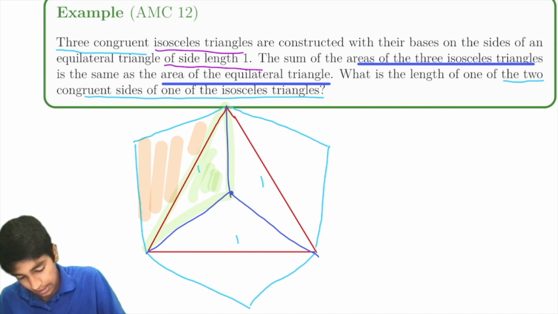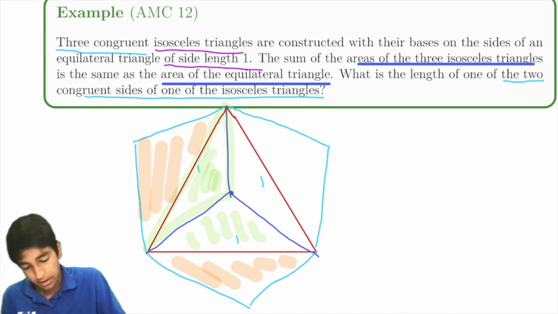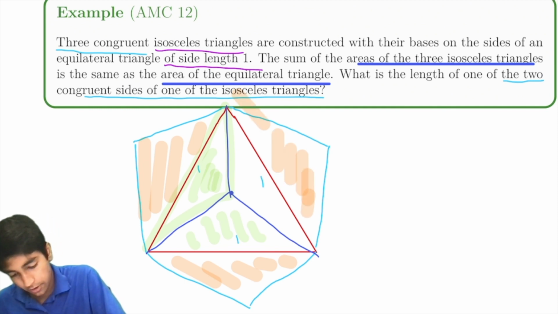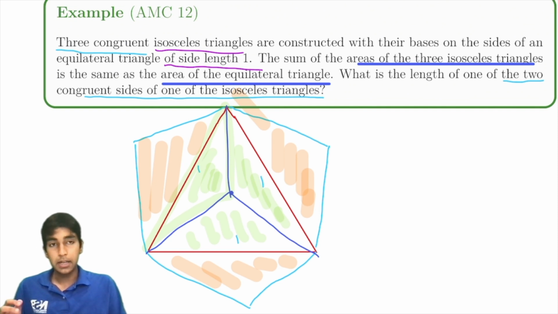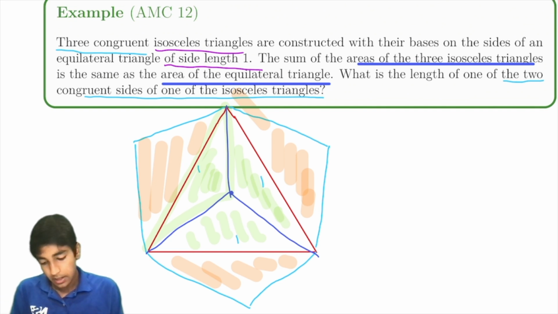Similarly, the area inside this one must be equal to the area inside this one. And similarly for the last one, the area inside that triangle must be the area inside this triangle. The reason is because if those triangles are equal, then each of them has 3 parts.